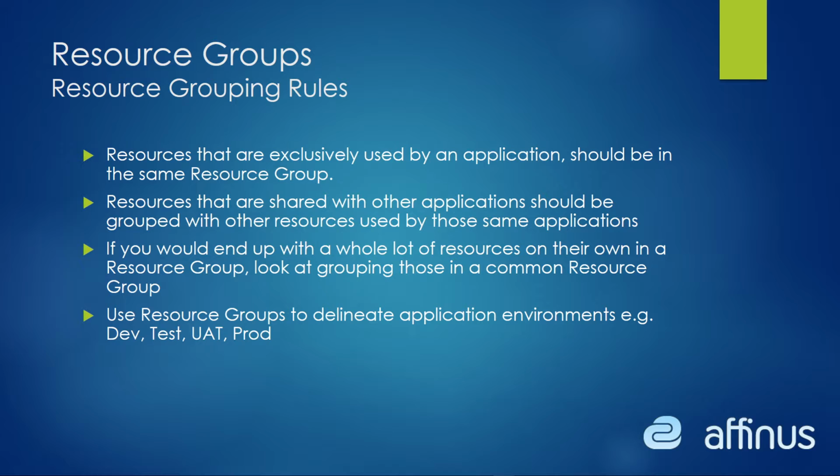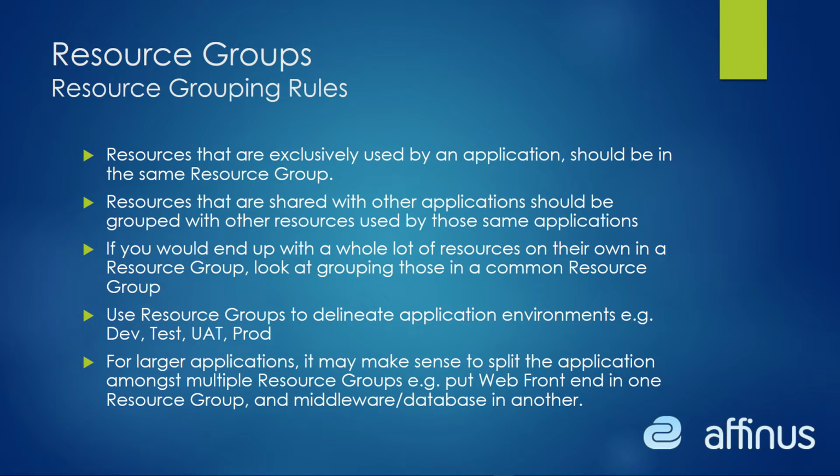Another recommendation is to use resource groups to delineate application environments. For example, have a resource group for the development version of an application, one for the test version of an application, and so on. You might also have separate subscriptions, so you might have a production subscription and a non-production subscription. But within those subscriptions, you should still be using resource groups to delineate environments.